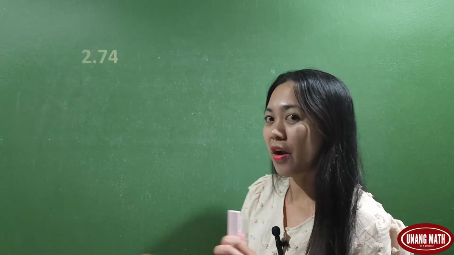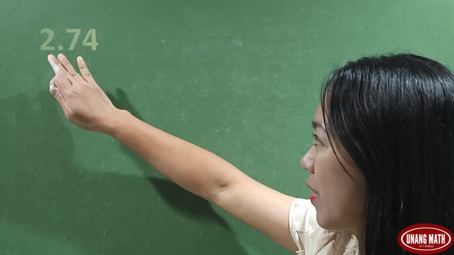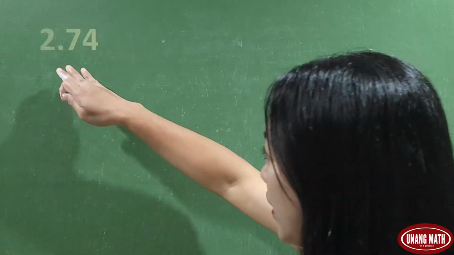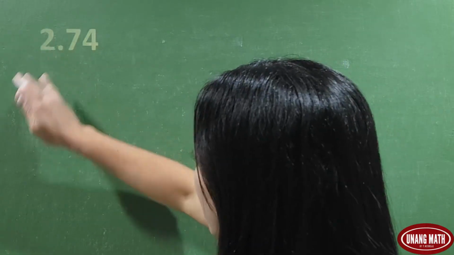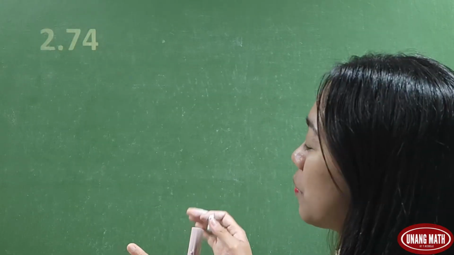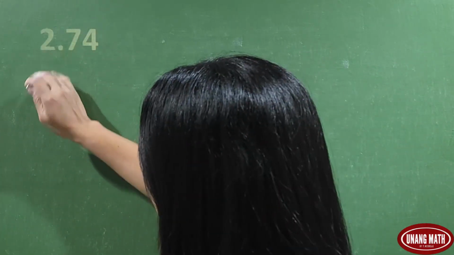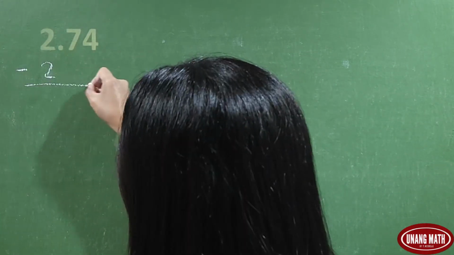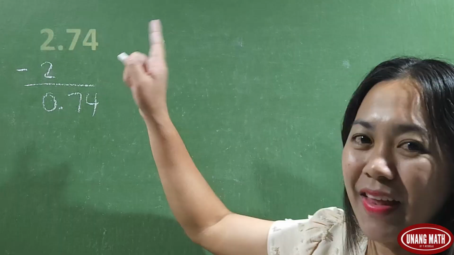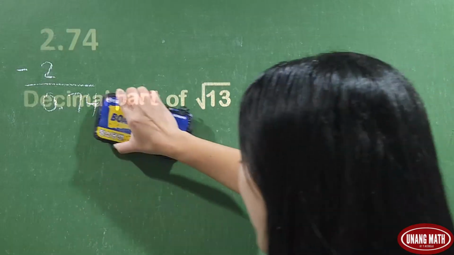Okay, if the number is a rational number, like 2.74, then we can actually see directly the integer and the decimal part. So in here, the integer part is 2. And to find the decimal part easier, what we need to do is subtract the integer part from the original number. Integer part is 2, so this is 2.74 minus 2, so it means the decimal part is 0.74. Okay, how about if the number is an irrational number?